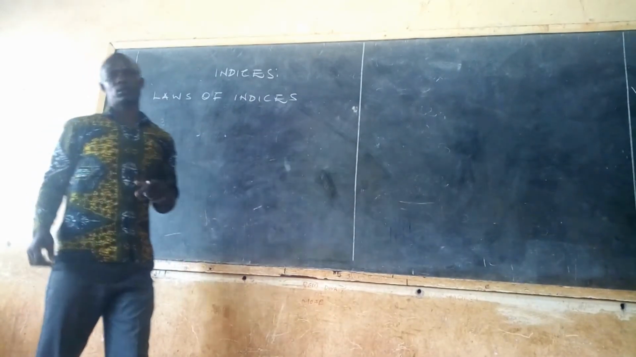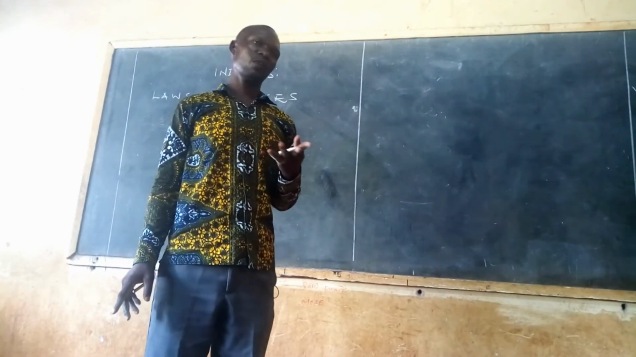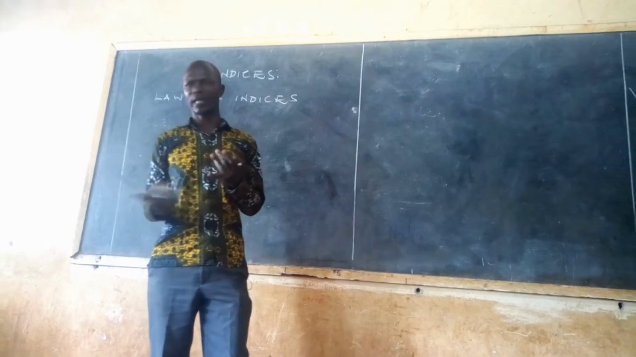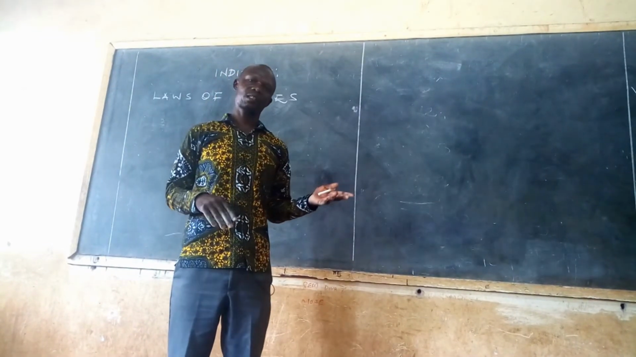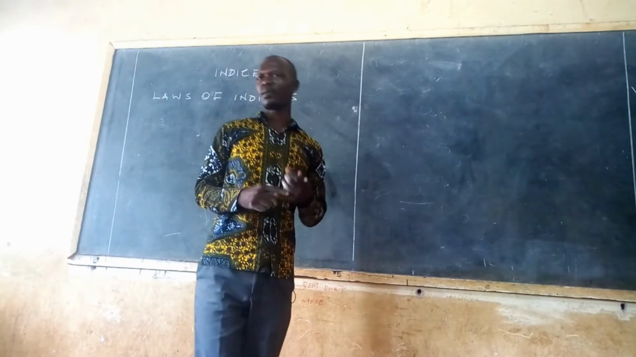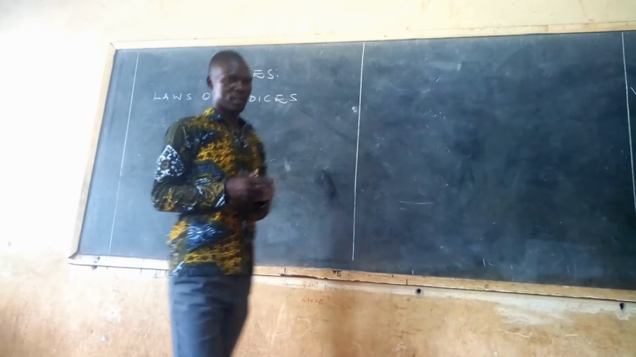Next, the laws of indices. These are rules or guidelines that we use when operating on indices. When we talk about operations in maths, we are talking about how do I add, how do I subtract, how do I multiply, and how do I divide. There are certain rules that we must take into consideration if we have to work on indices.